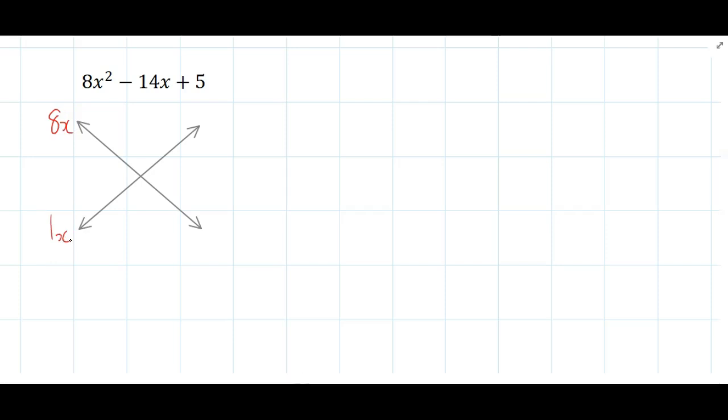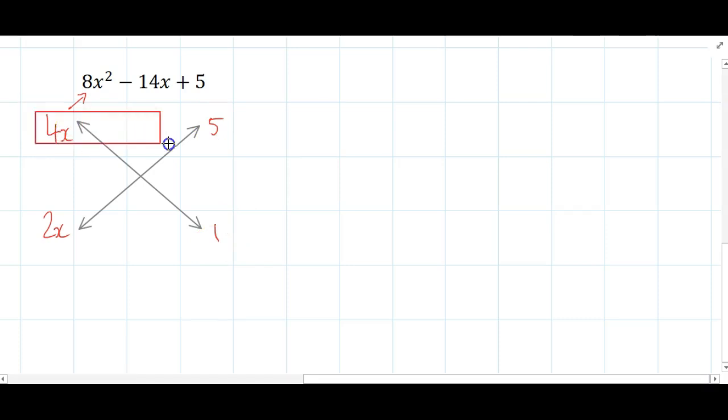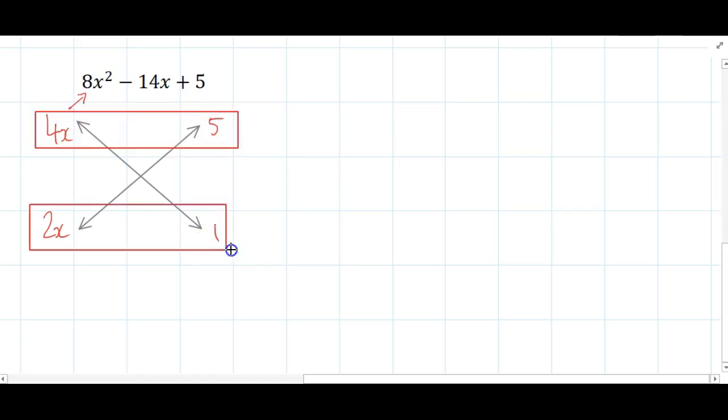Just for the sake of argument, I have a gut feeling that it's probably not right, and it's probably going to be 4x and 2x. So that multiplies together to get that. And factors of 5 are going to have to be 5 and 1. Okay, so now you do your multiplying out. So we've got that one and that one, that one and that one. You multiply them together. That's 20x. That's 2x times 1, which is 2x.